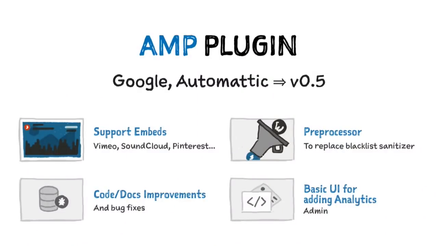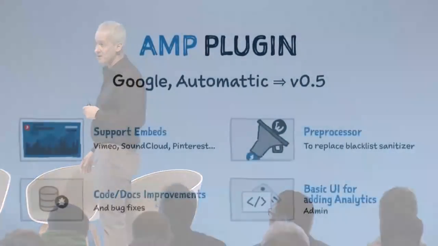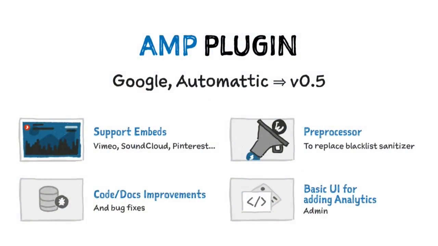So Google and Automattic started collaborating around mid last year, with the purpose of taking the plugin and evolving it to a point in which it actually can be adopted at scale. So we started working, and we released version 0.5 a little while after we started collaborating. And this release brought support for new embeds, for example, Vimeo, SoundCloud, Pinterest.